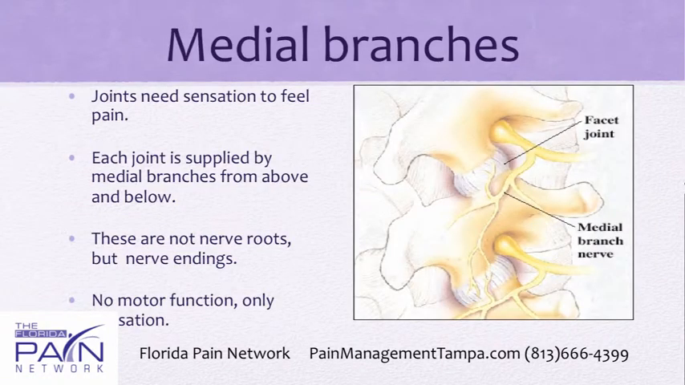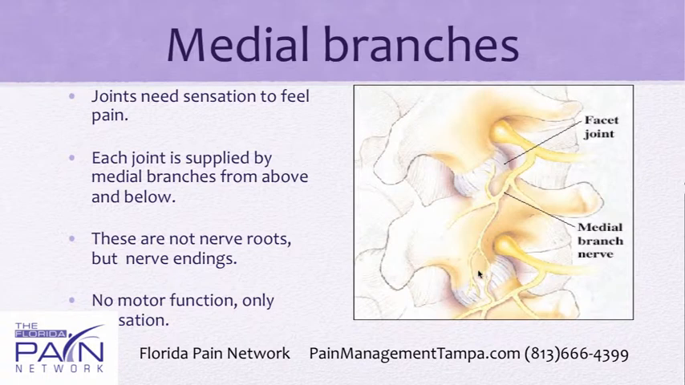Now, the medial branches come off of the actual nerve roots. Here's a nerve root. This is a medial nerve branch. And there's all these little endings here. All right, you see how they go up and they go down, but they supply, this is a joint capsule, a facet joint. So you have nerve endings coming up, nerve endings coming down. That's how the joint feels pain. These nerve endings have nothing to do with motor function.